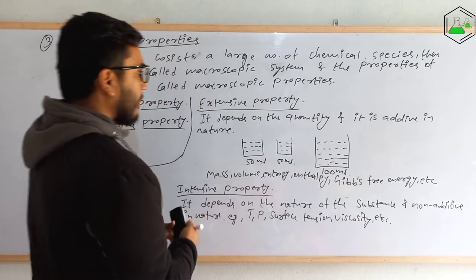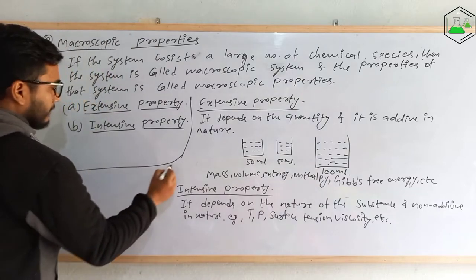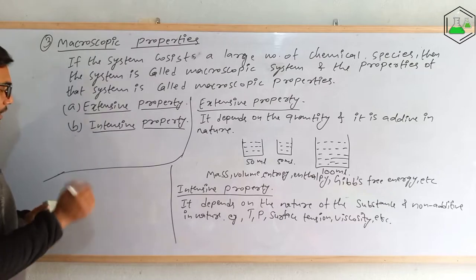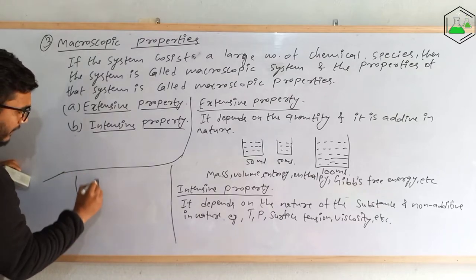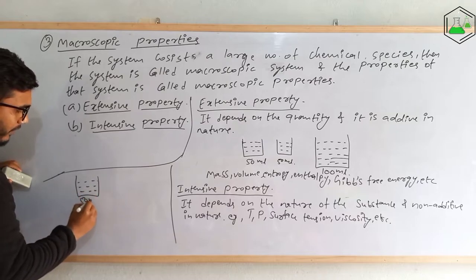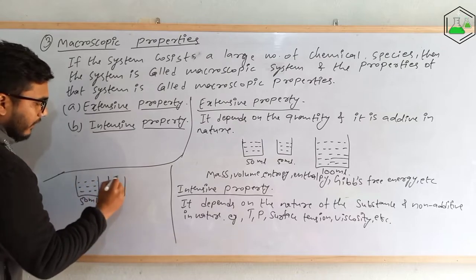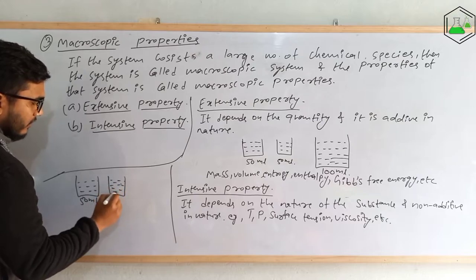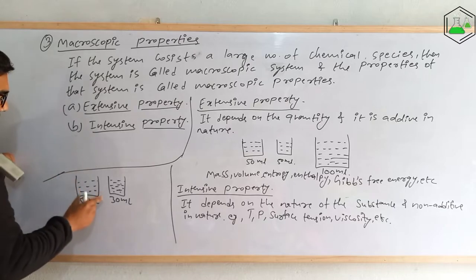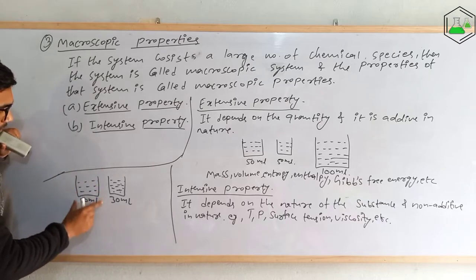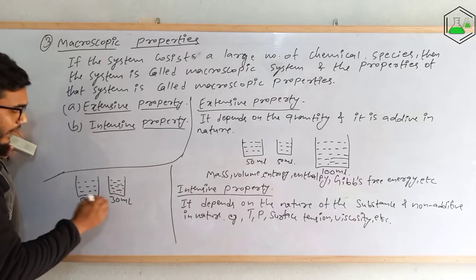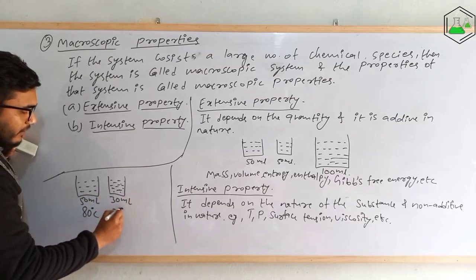Let me show you an example. Let me write over here. Sorry, this is zigzag. I started there and I'm ending over here. Okay, so let us consider a beaker in which there is 50 ml of water. Another beaker has 30 ml of water. The beaker with 50 ml of water has a temperature of 80 degrees Celsius and the other has a temperature of 20 degrees Celsius.